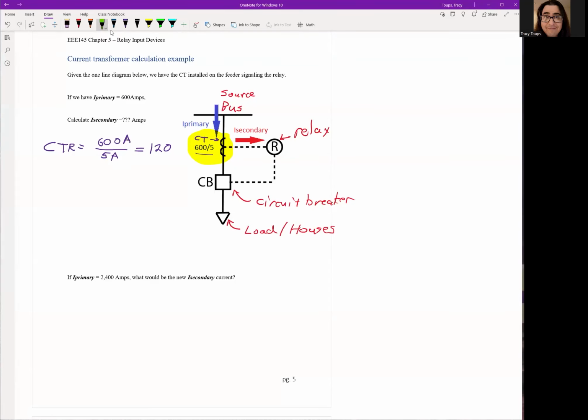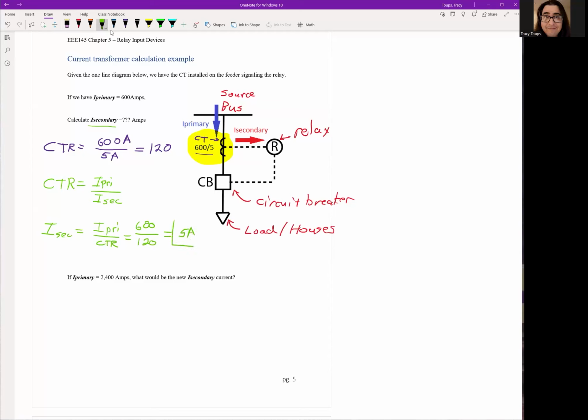So here we got a CTR of 120. I want to find my secondary current. Well, remember, CTR is always my I primary over my I secondary. Okay. Now we could rearrange this where I have an I secondary is equal to I primary divided by CTR. So we go ahead and do our math. Our primary is 600. Our CTR is 120. So our secondary, we should do the math, is 5 amps.